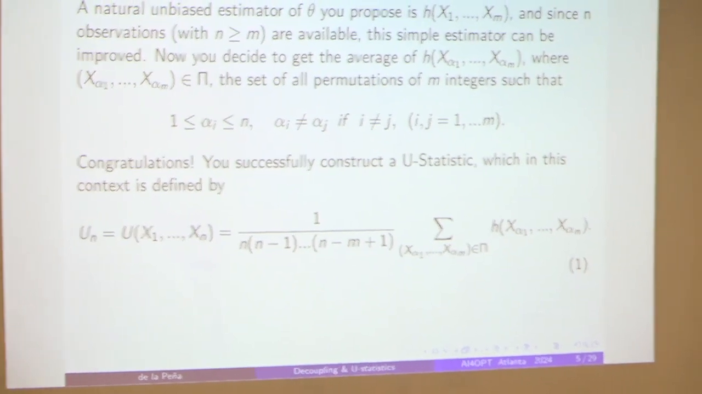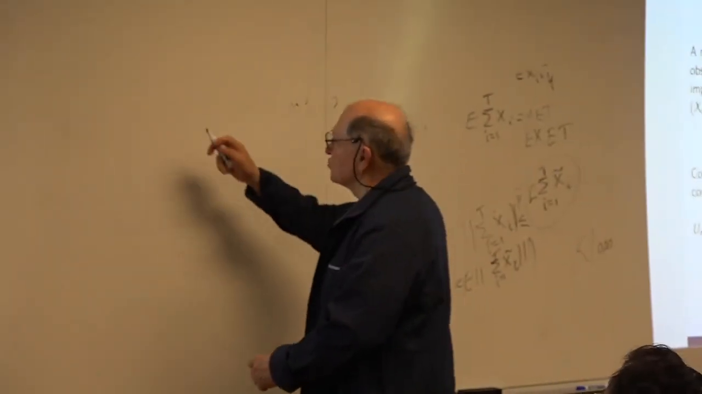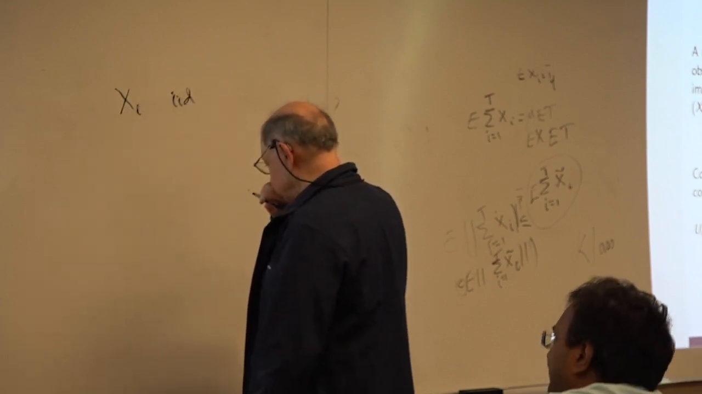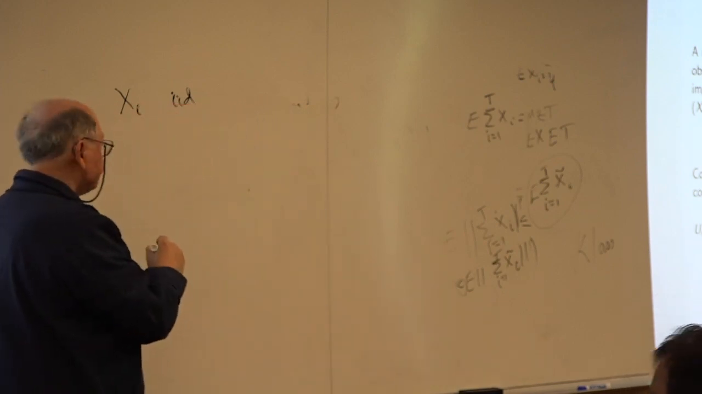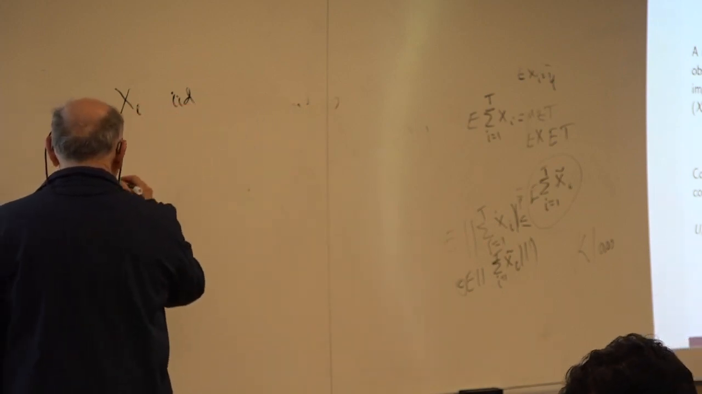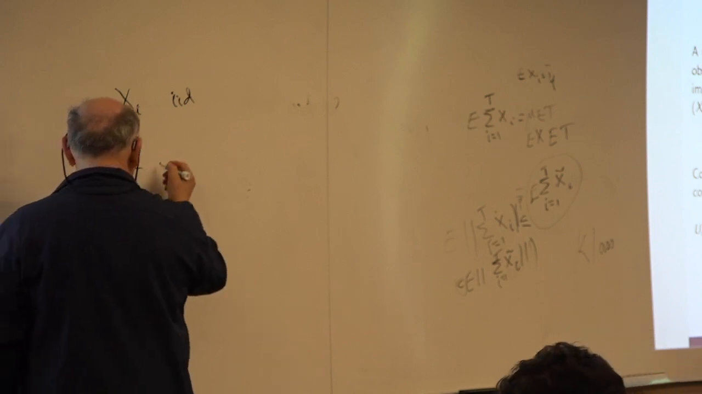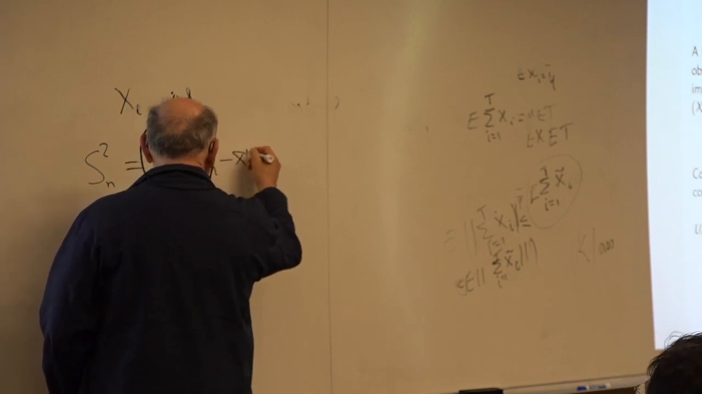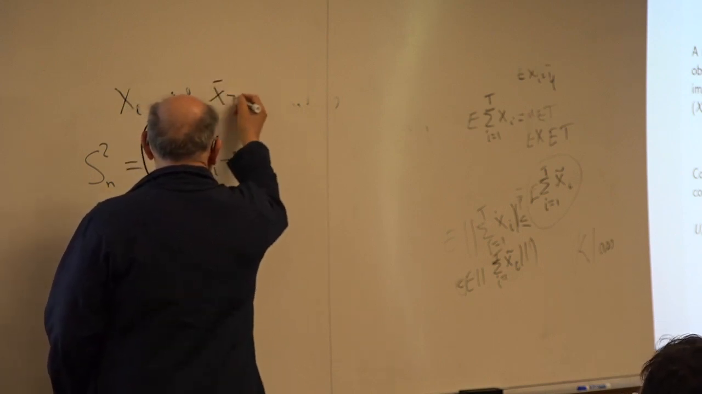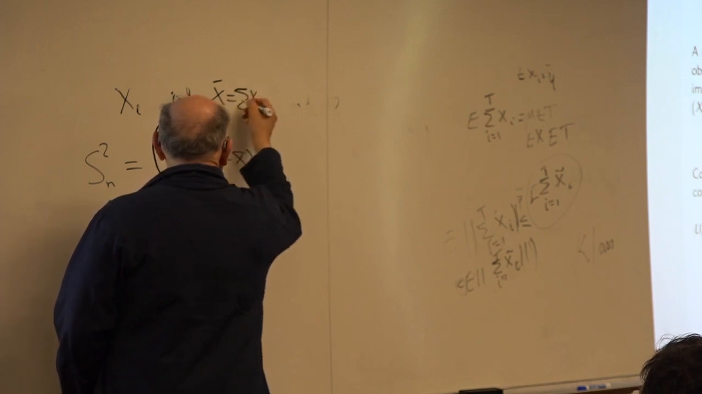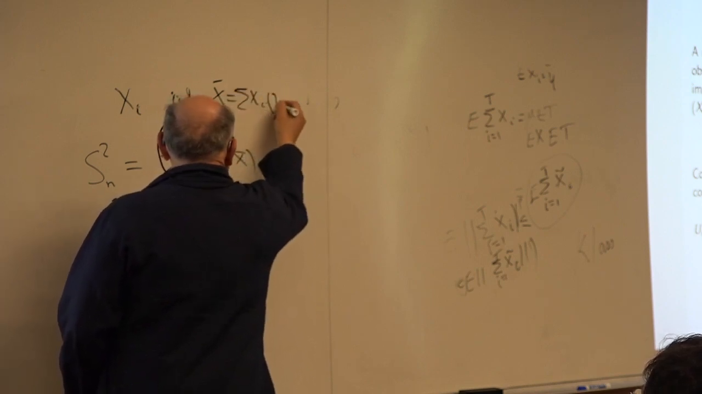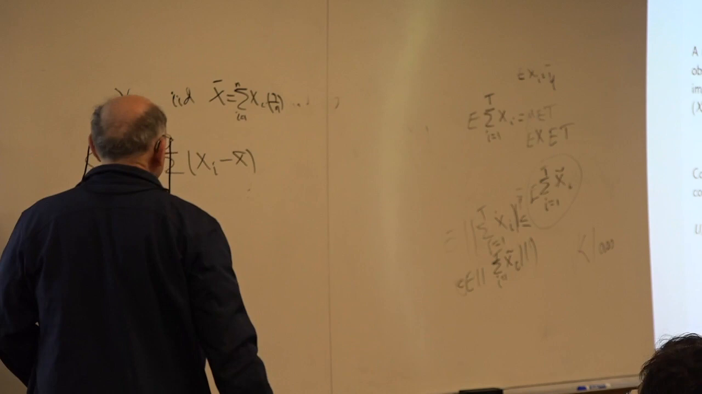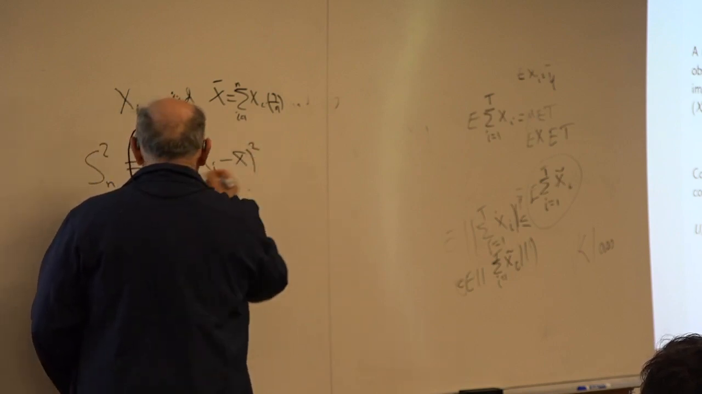So what we have is x sub i, IID. And let's define the sample variance as the sum of xi minus x bar, where x bar is the average, so it's the sample average. Okay? So the sum of the squares divided by what?